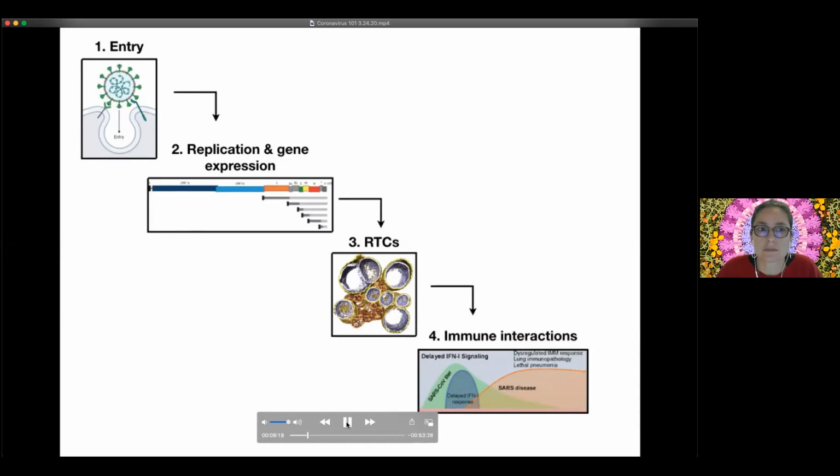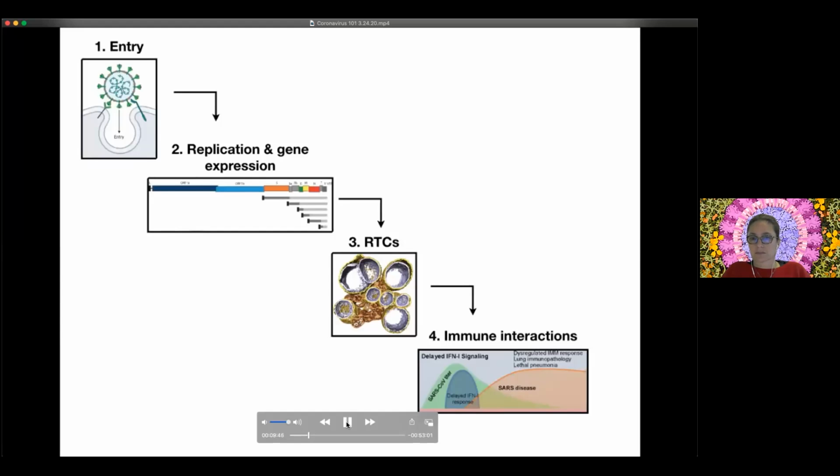And so I've broken down the lecture into 4 parts. The first part, I'm going to discuss how the virus is able to enter cells through interactions with the spike protein and host receptors. I'm then going to spend time talking about once it deposits its genome into cells, how does the virus replicate that genome and get its genes expressed? And there are some very unusual and interesting features of coronavirus biology in this section.